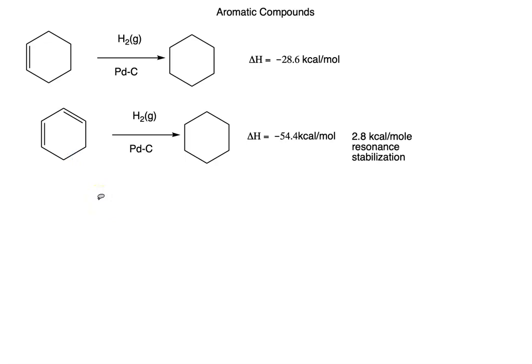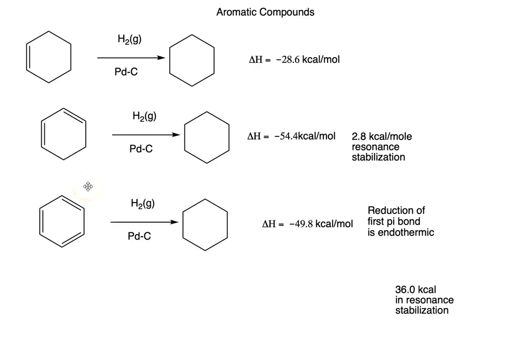Well, what happens if we put three double bonds in the ring? If we go to benzene, something really interesting happens. If we reduce benzene all the way down to cyclohexane, we get minus 49.8 kilocalories a mole of energy released. Well, that's less than if we reduce two double bonds. So the reduction of this first pi bond, going from benzene to the alkene with two double bonds in the ring, is actually endothermic. It's so unfavorable to break up this benzene ring that we actually have to add energy to do it. And we get a total of 36 kilocalories in resonance stabilization. That's a lot of energy.